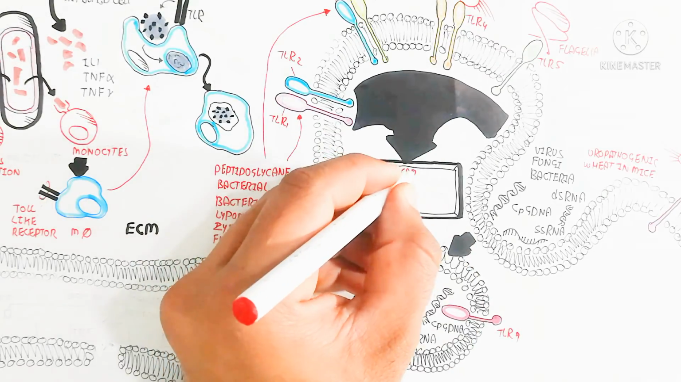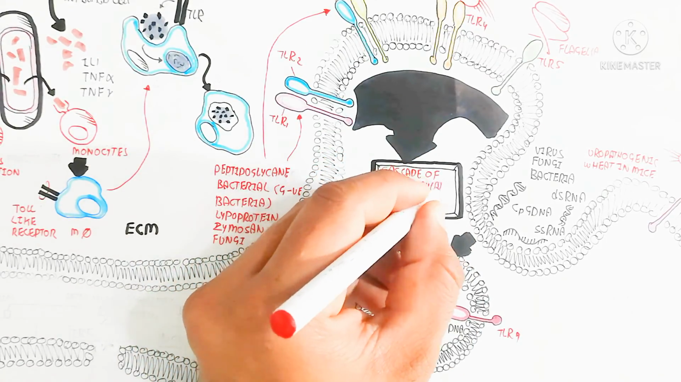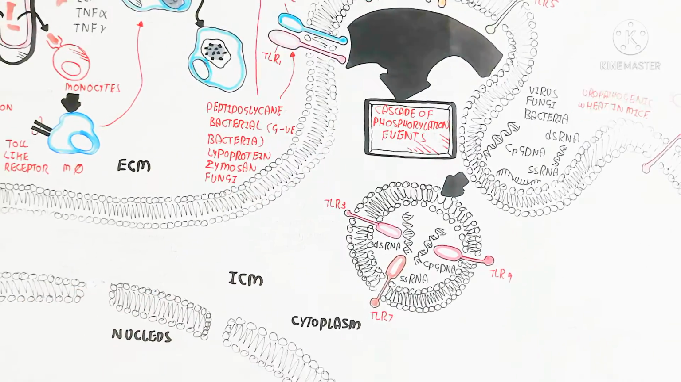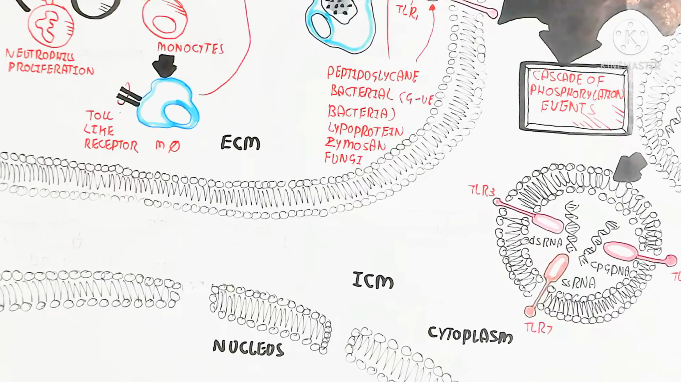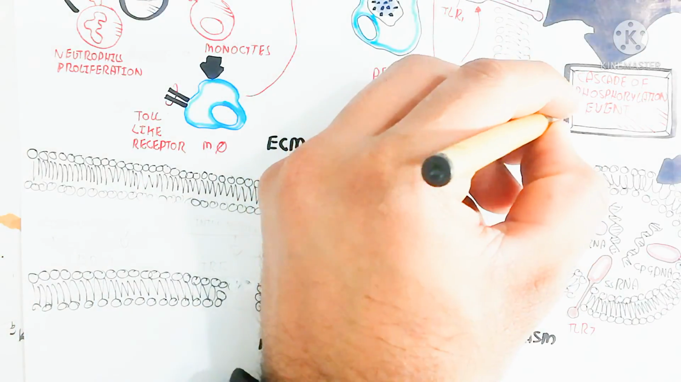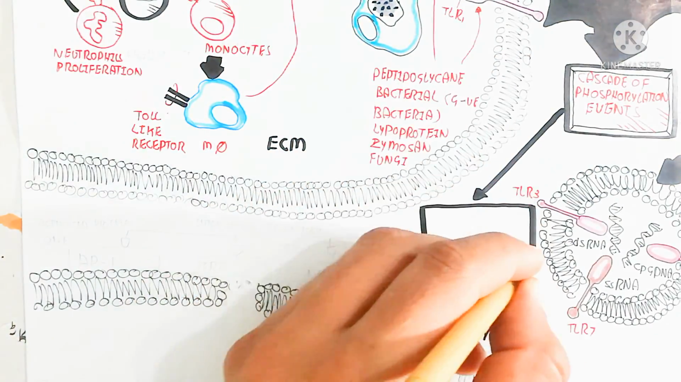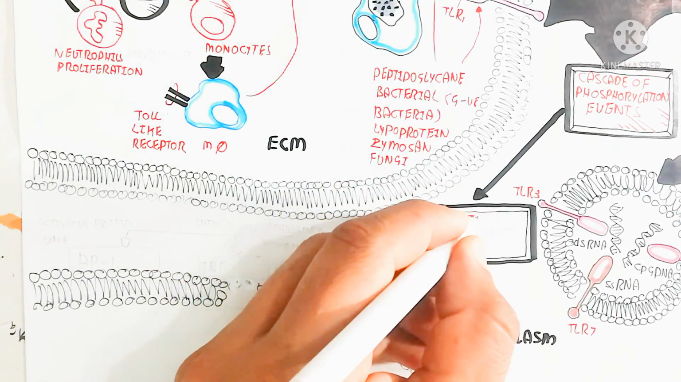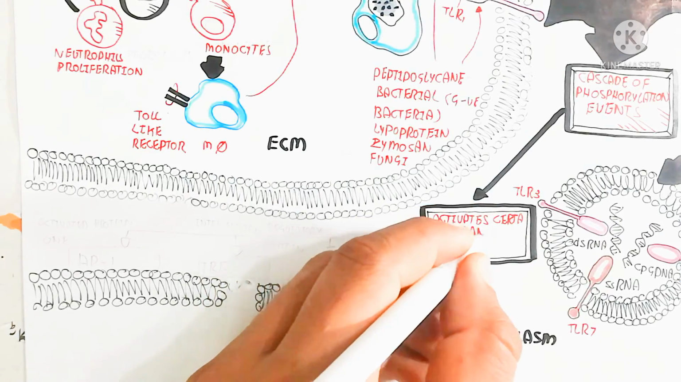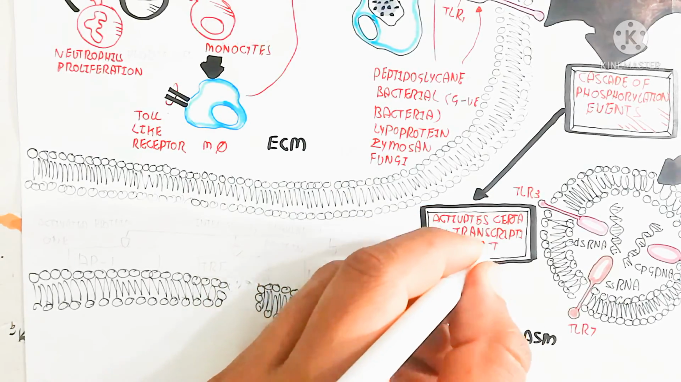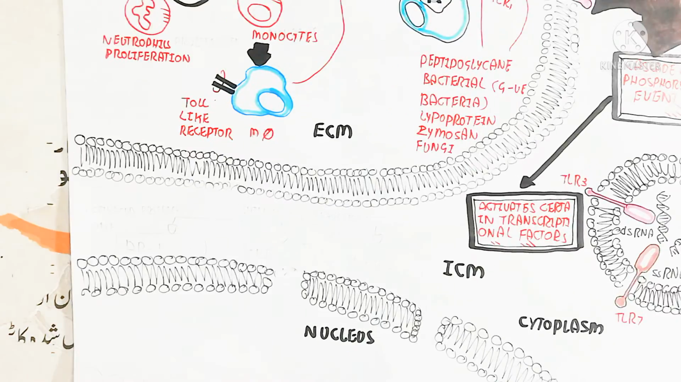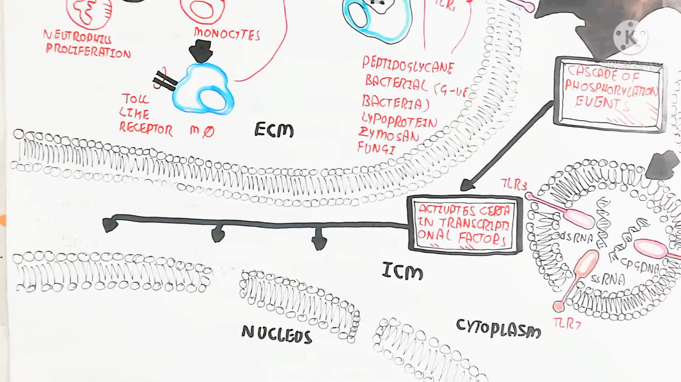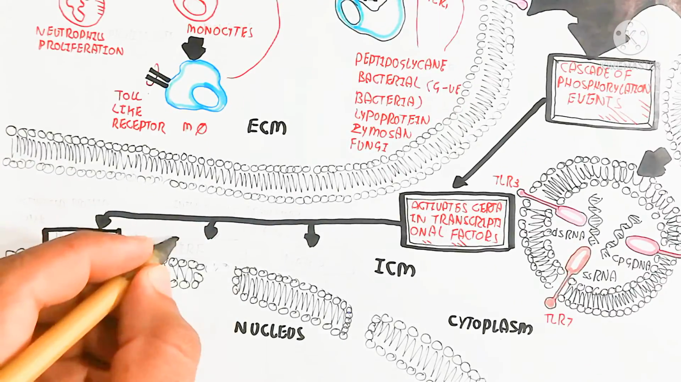After this detection by both mechanisms, externally or internally, it will lead to a cascade of phosphorylation events, which will lead to the activation of certain transcription factors. The transcription factors that will be activated include activated protein 1 and interferon regulatory factor, which will regulate the interferon production.